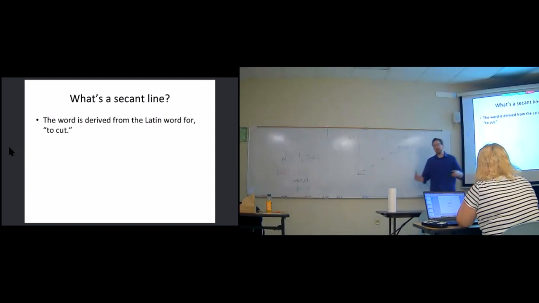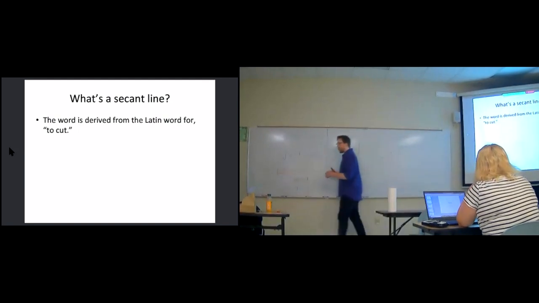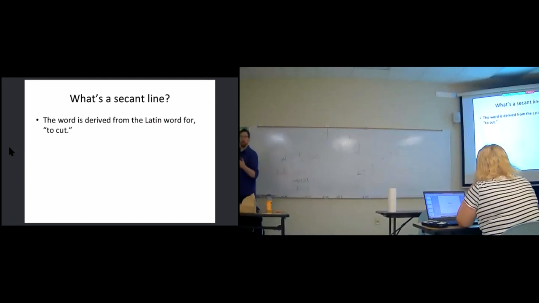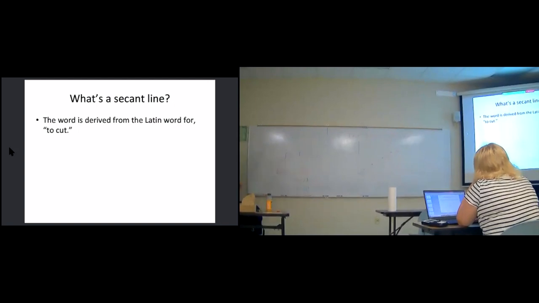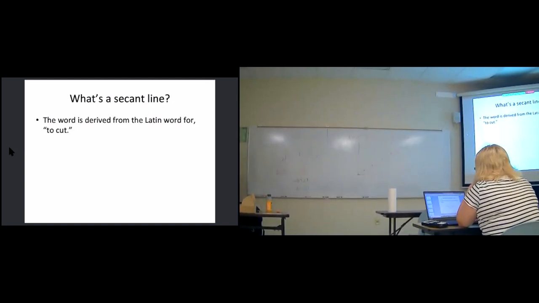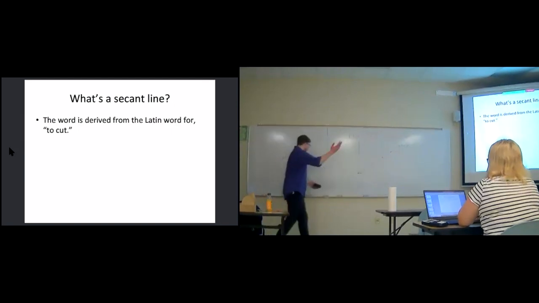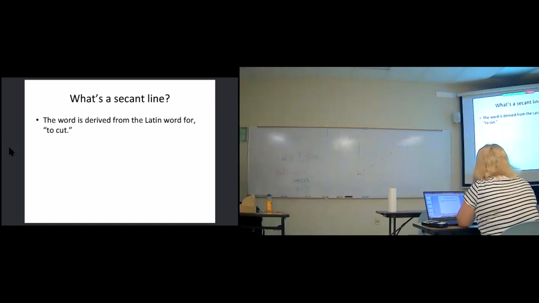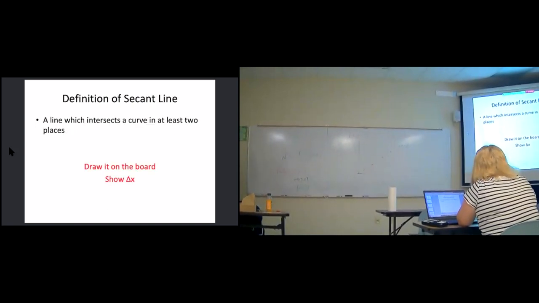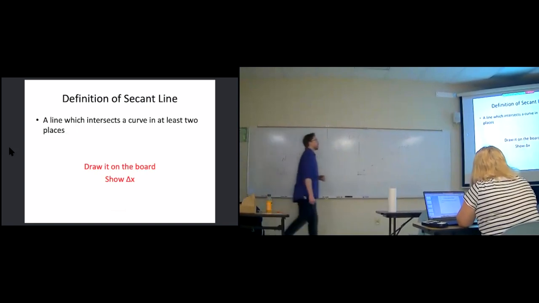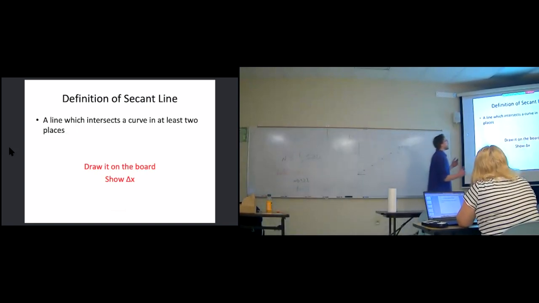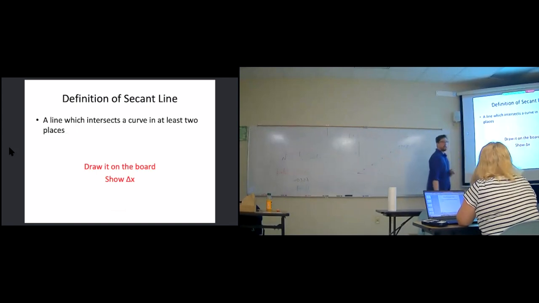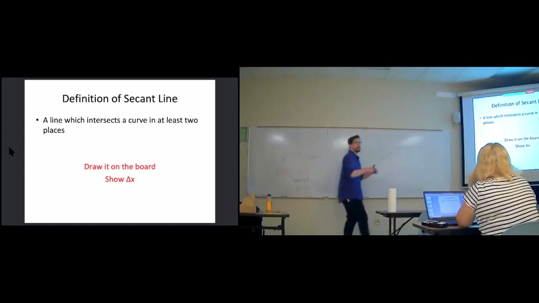But second, what we're going to be talking about is an application of the limit. And it's going to give us what's called the derivative. But before we can talk about the derivative, we need to talk about what's called the secant line and a tangent line. So secant, like I say in the notes, the word secant is derived from the Latin word for to cut. So intuitively, a secant line should cut a curve in at least 2 places. That's going to cut, right?